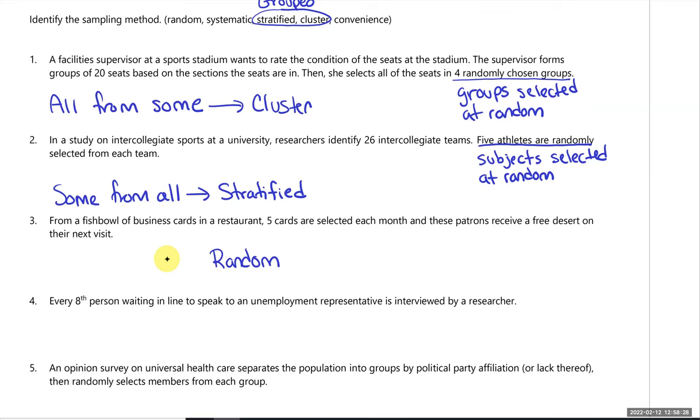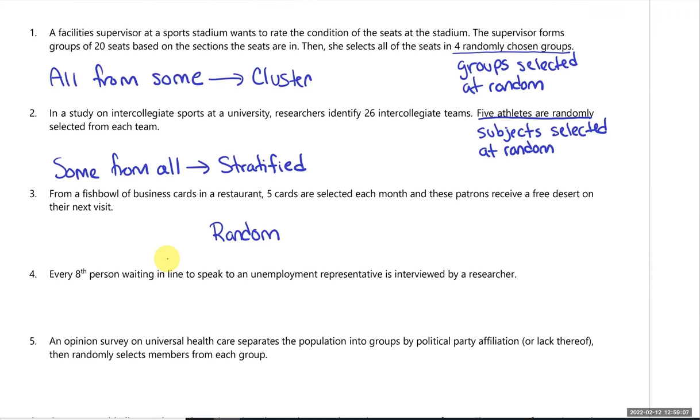Could you see somebody making an argument that it's also convenience? Like, do you make people put a business card in that bowl? Or can people just put it in if they want? I don't know. Have you ever been to a restaurant and somebody said you have to be in my bowl or my fish bowl or whatever they put out? So you guys, I can see sometimes arguments can be made that it's both. It was convenient to put out a fish bowl, right? That's a convenient sample. But then after you have the business cards, it's random because you're picking people and everybody has the same chance. Okay, so random is what I'm gonna go with here.